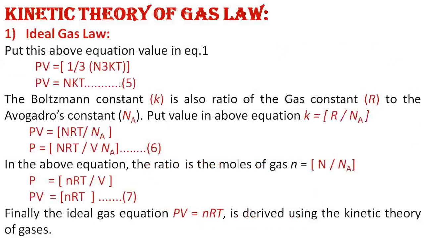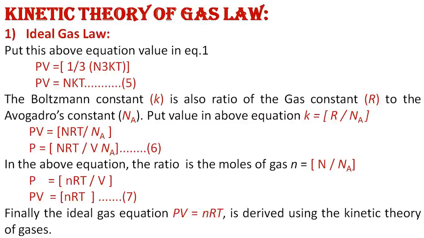So put this equation in the above value. PV is equal to 1 by 3 and 3 kT. So the 3s are cancelled, and you will get PV equal to nkT. Here k is the Boltzmann constant, which is also the ratio of the gas constant to the Avogadro constant. Put that value in the above equation.